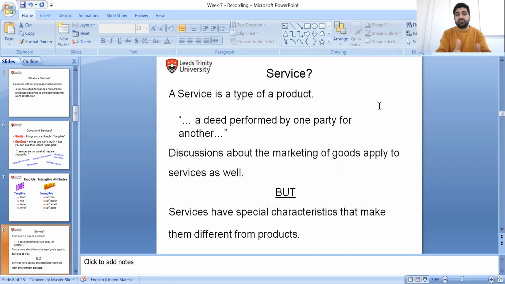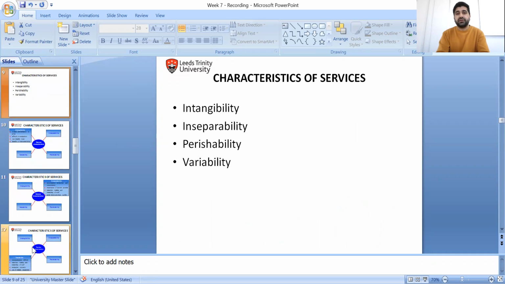So a service is a type of product, a deed or performance by one party for another. Discussion about the marketing of goods also applies to services as well. But services have special characteristics, as I said in my previous slide, that make them different from products. There are four major characteristics of services. We should keep in mind the following four characteristics.